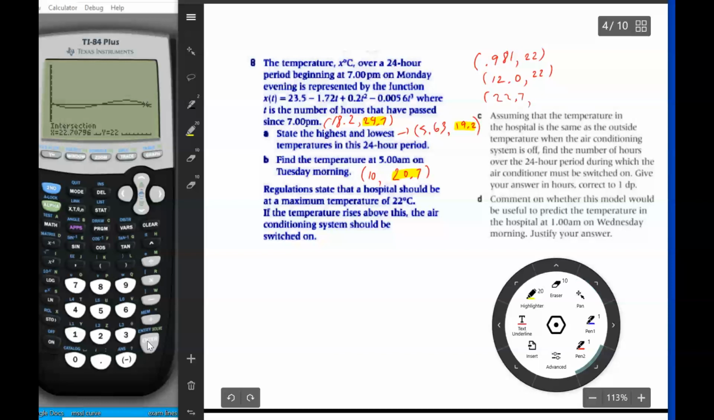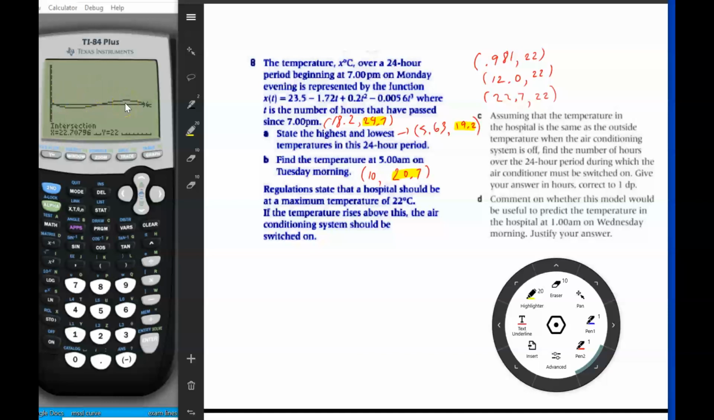22.7, comma 22. You notice the y values are all 22 because the intersection points of a line that is always at height 22, of course, are going to be 22, right? Even though the curve is varying, the straight line is always at height 22, so any intersection points on that straight line are going to be at height equals 22.